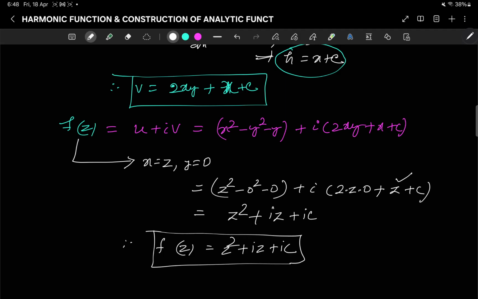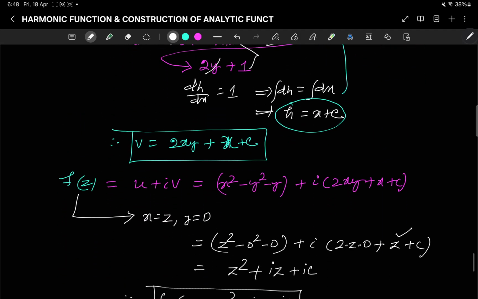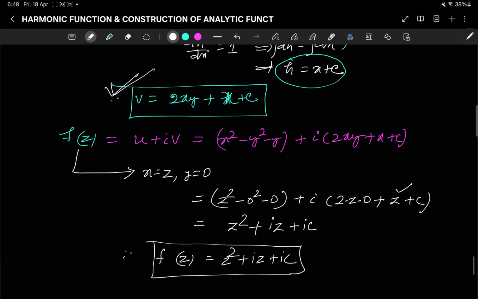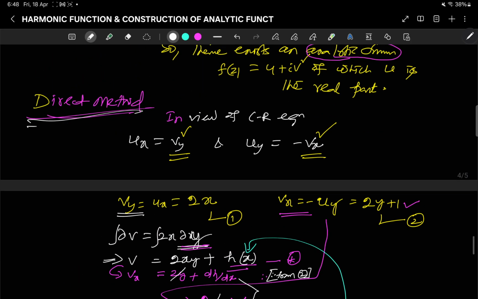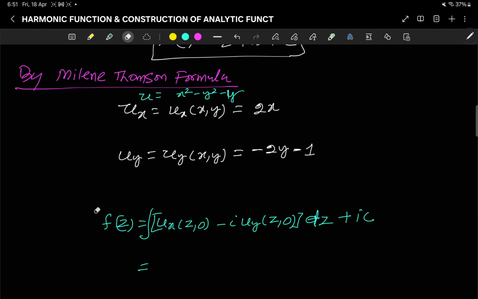So our desired v and fz are obtained now. This is my v, this is my fz. Now instead of this direct method, if I adopt the Milne-Thomson formula, then we will see what the result is. This is the Milne-Thomson formula, fz is equal to this.